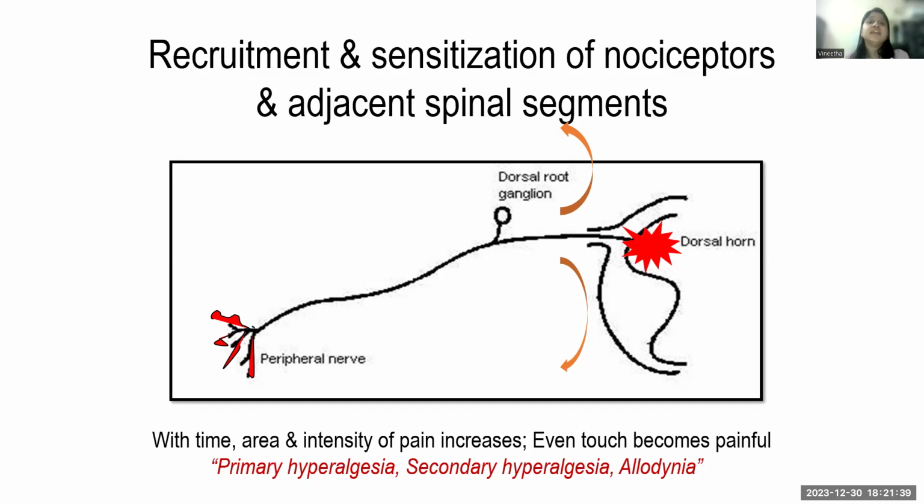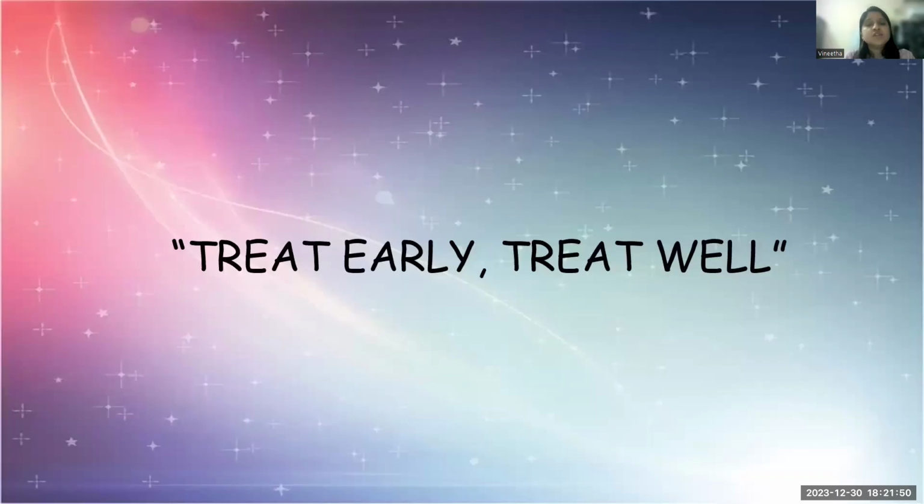These are the scenarios in which we tend to blame the patient's psychological status, but the answer to all these lies in the pain physiology and not in the patient's brain. So our target should be to treat early and treat well. Treat early, before the sensitization sets in or becomes severe.